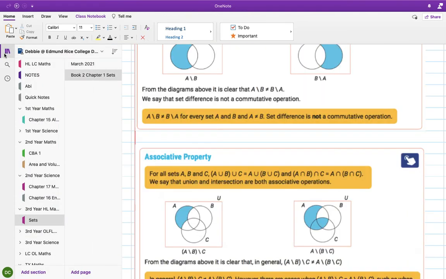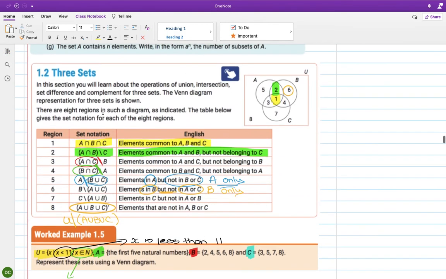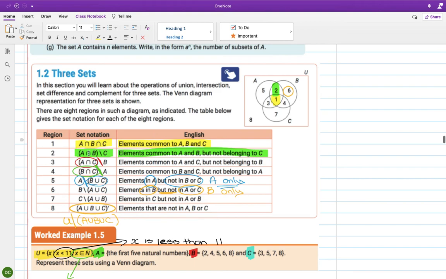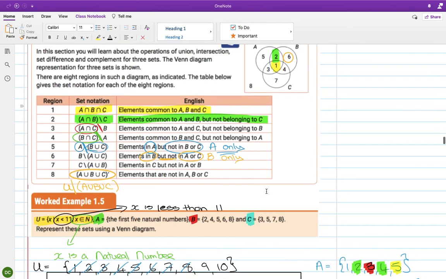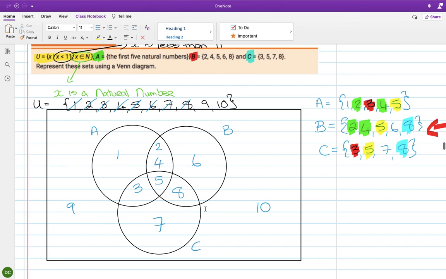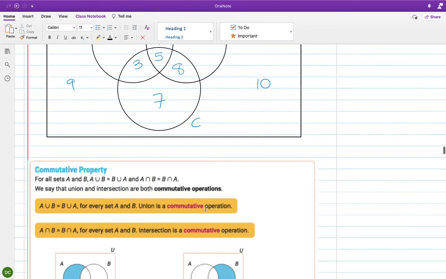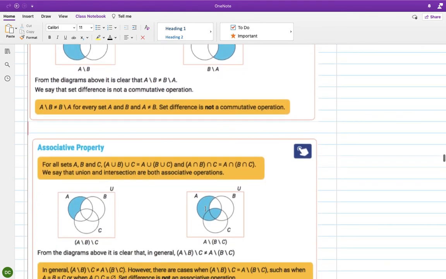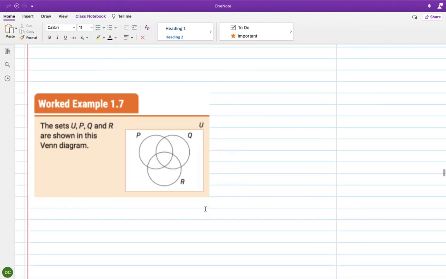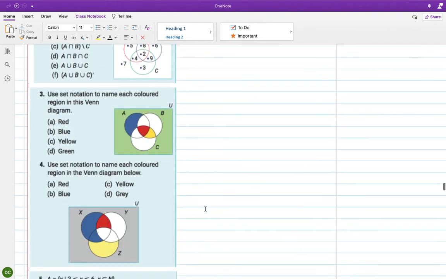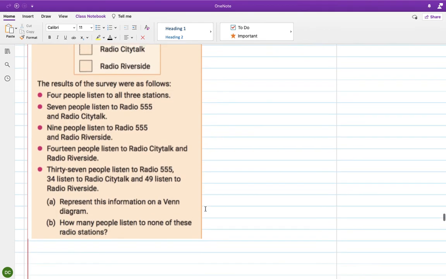For this video, please make sure that you have taken down the notation and the English for 3 set Venn diagrams. Make sure you understand the example I did and why I put everything where I put it. And then when we get back, I'll talk about that stuff as well. We will practice loads more 3 set Venn diagrams, okay?